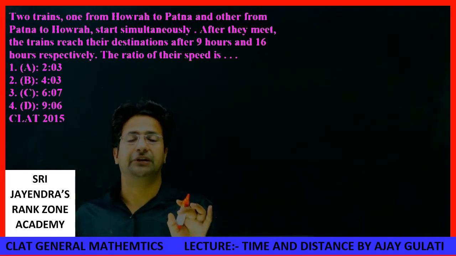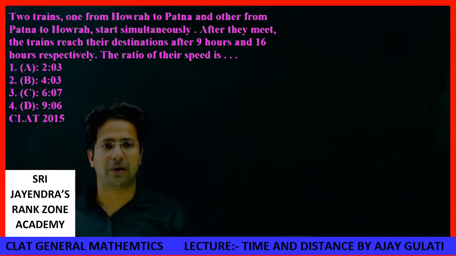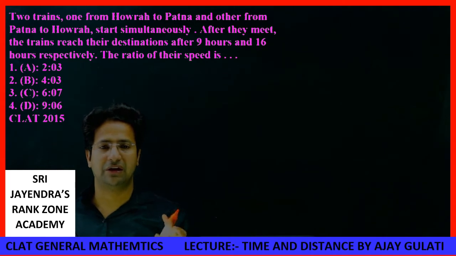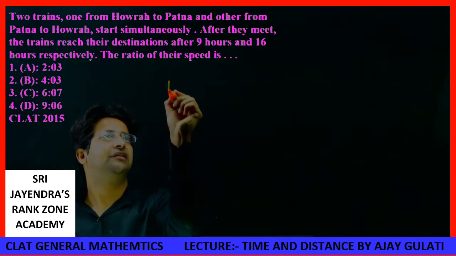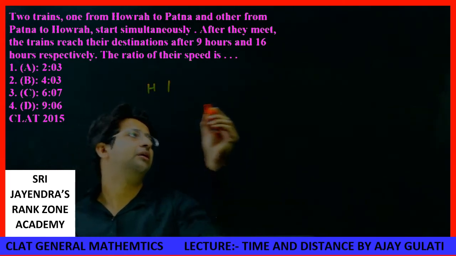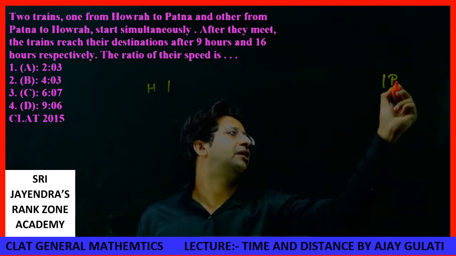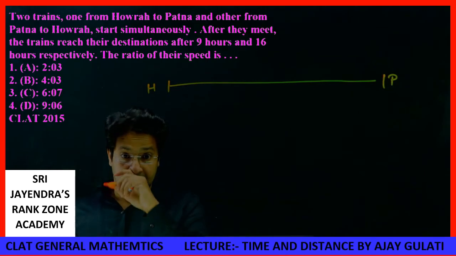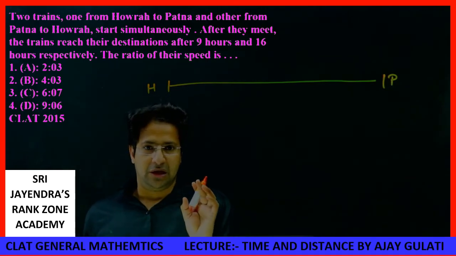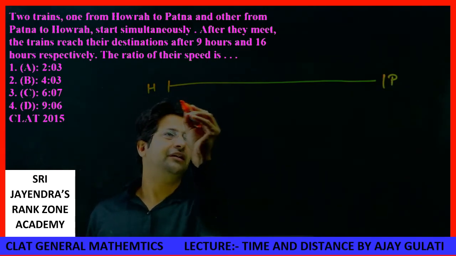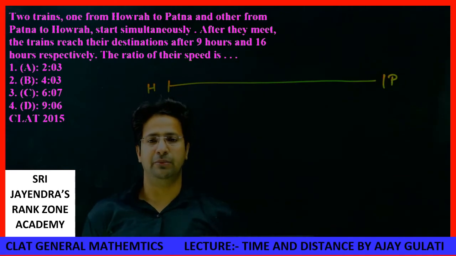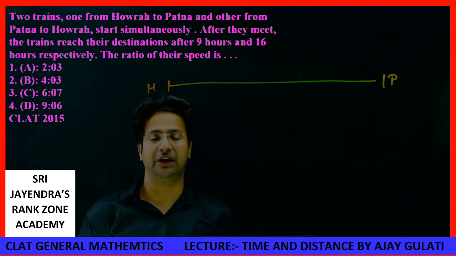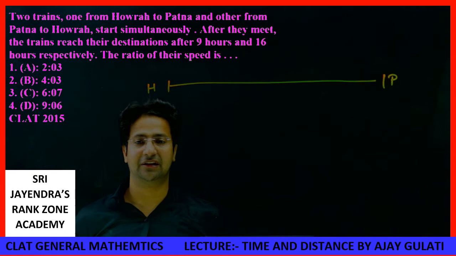Very important concept. Two trains, one from Howrah to Patna, another from Patna to Howrah, start simultaneously. Let's say this is the point Howrah and this is the point Patna. The two trains start. After they meet, let's say this train goes here, this train goes here. After they meet, the two trains reach their destination after 9 hours and 16 hours.